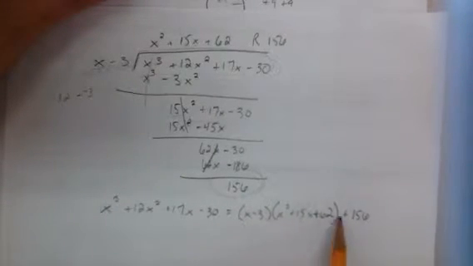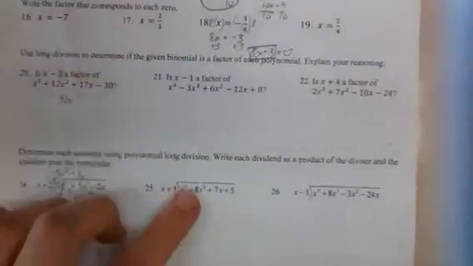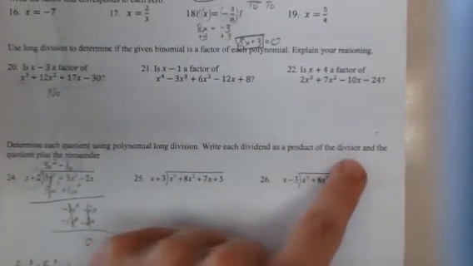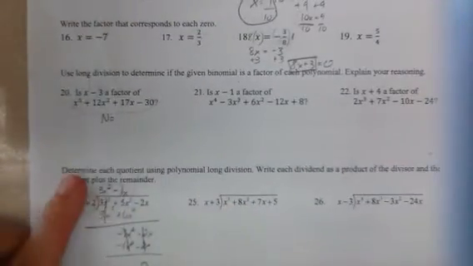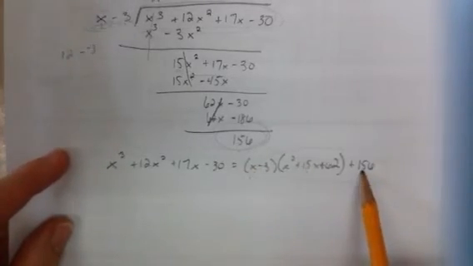So that's an example of what to do if you have a remainder instead. So you should be able to do these long divisions and then write the dividend as a product of the divisor and the quotient plus the remainder, right?